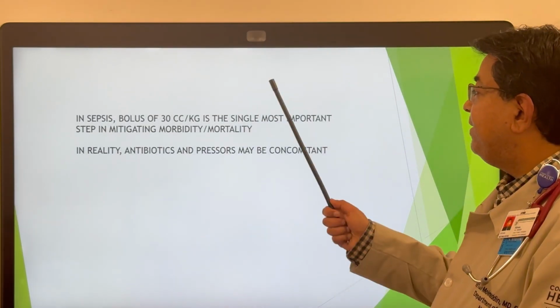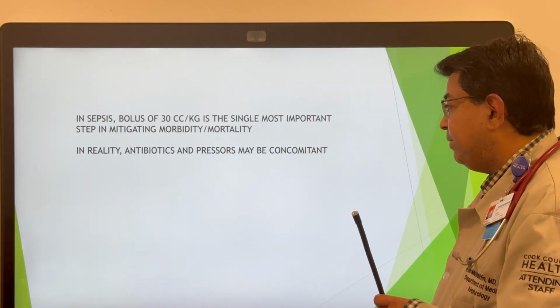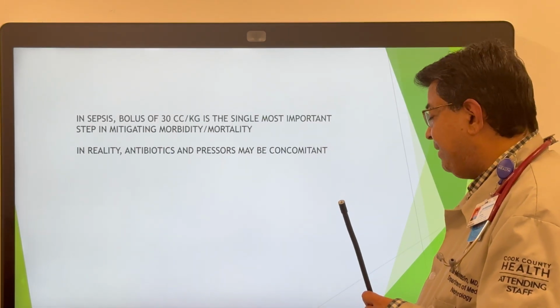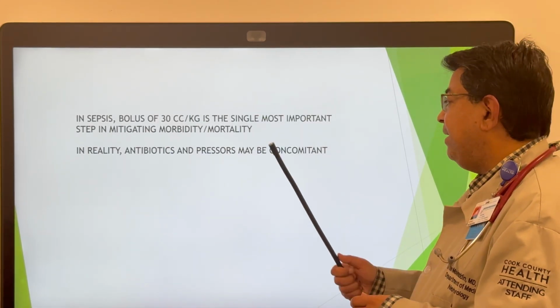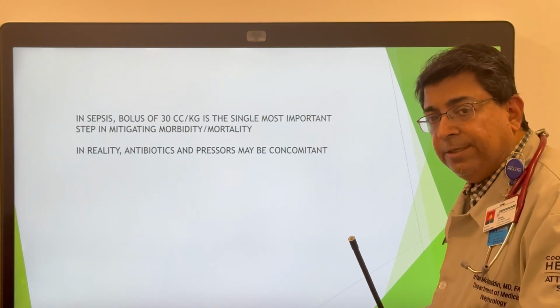In sepsis, bolus of 30 cc's per kg is the single most important step in mitigating morbidity and mortality. In reality, antibiotics and pressors may be concomitant.